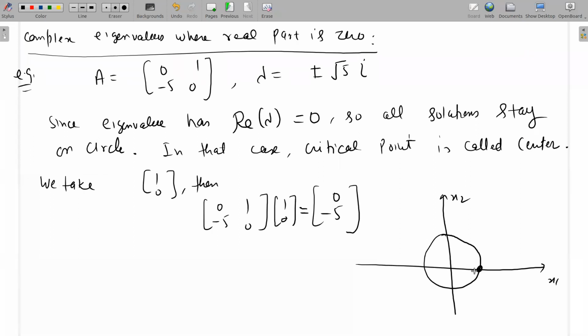1, 0, this, 0, minus 5. This, इधर जाएगा इस साइड को. So in that direction. So this was an example of, then you have complex eigenvalue with the real part. Okay, so that way is used to study phase portrait of linear system, and you can also apply some stuff for non-linear system.